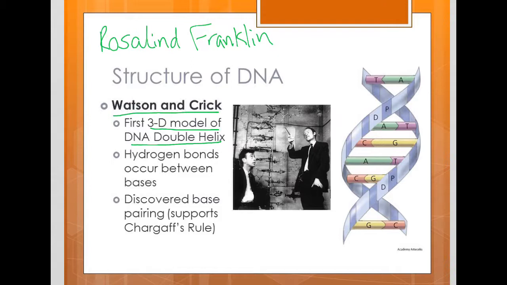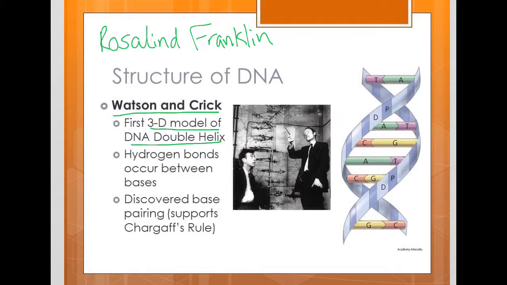And while Watson and Crick were awarded the Nobel Prize for their discovery, Rosalind Franklin was not. And usually when I ask students why they think this is, they will all say, because she was a woman. And that's actually not the case. It was because by the time they were awarded the prize, Rosalind Franklin was deceased, and the Nobel Prize is not to be awarded posthumously.